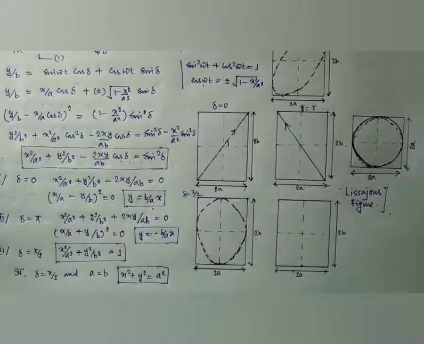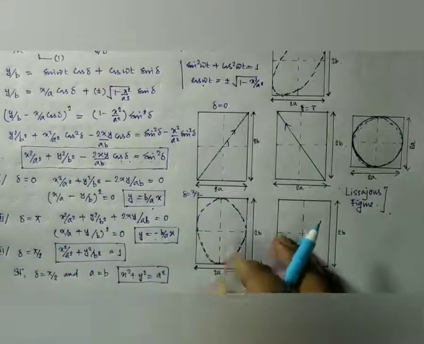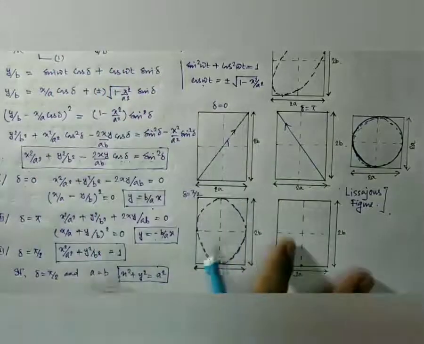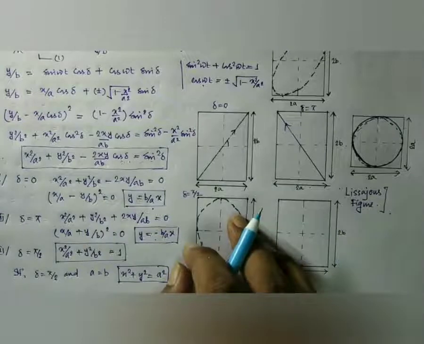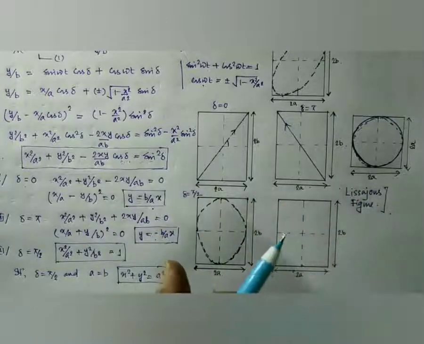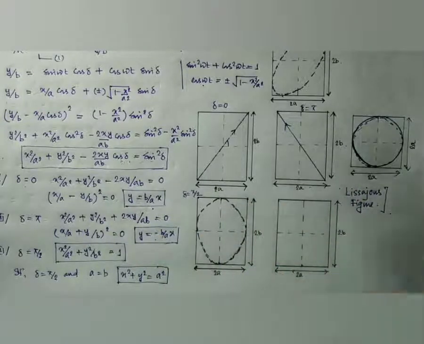Lissajous figures can be produced by using a cathode ray oscilloscope, and by varying the ratio of the frequencies of the superposing SHMs. Suppose we take omega and 2 omega, or omega and 3 omega, then different kinds of Lissajous figures can be formed. So this was all about the superposition of two SHMs having the same frequency but different amplitude and phase, travelling perpendicular to each other.